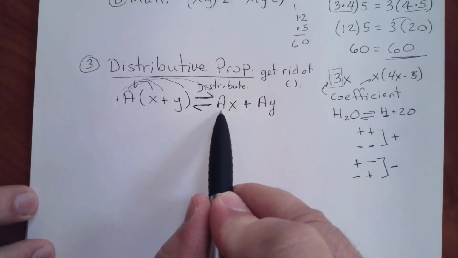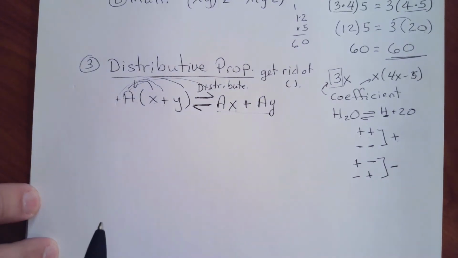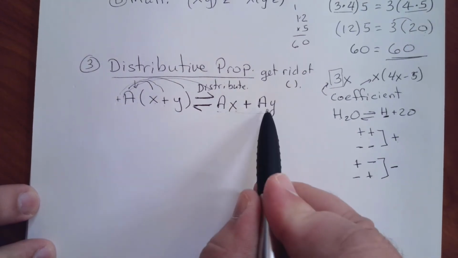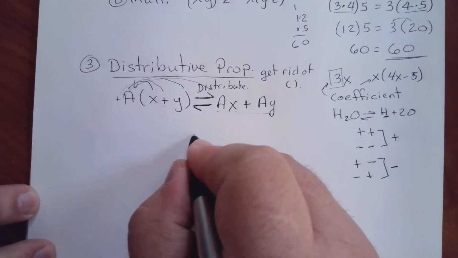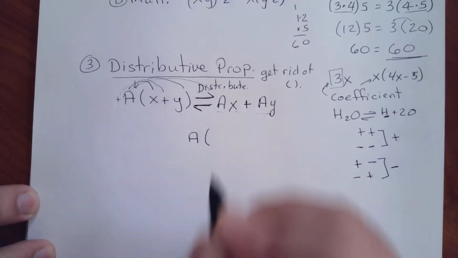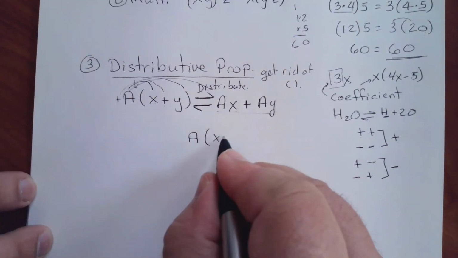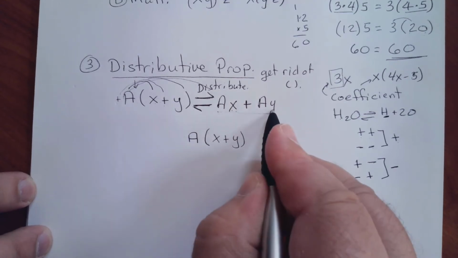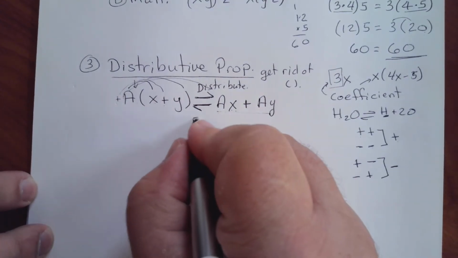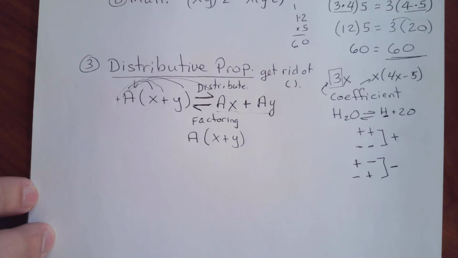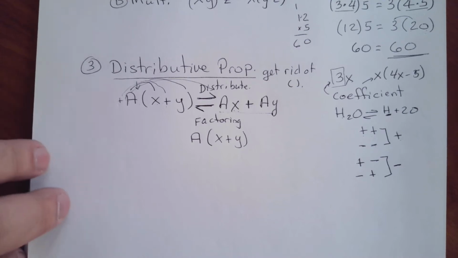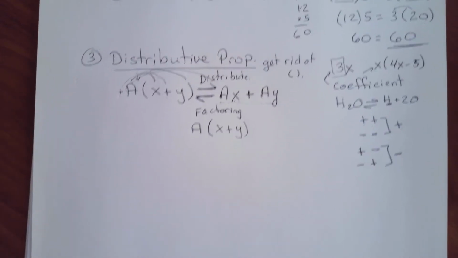So, what do we call it when we go from this way to this way? What do they have in common? No, both of these, what do they have in common? A. They both have an A in common. If we take out the A, what do we have left? X plus Y. That's called factoring. Factoring looks for what equations have in common and removes it so you can combine them. An example.